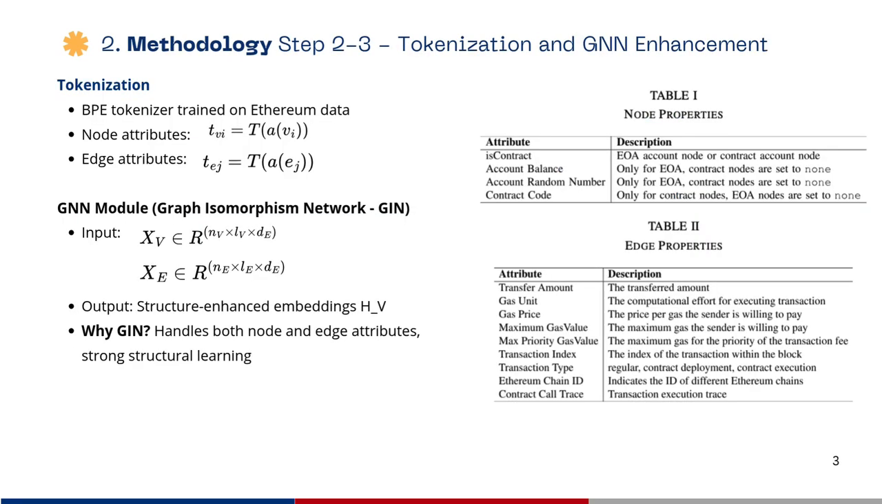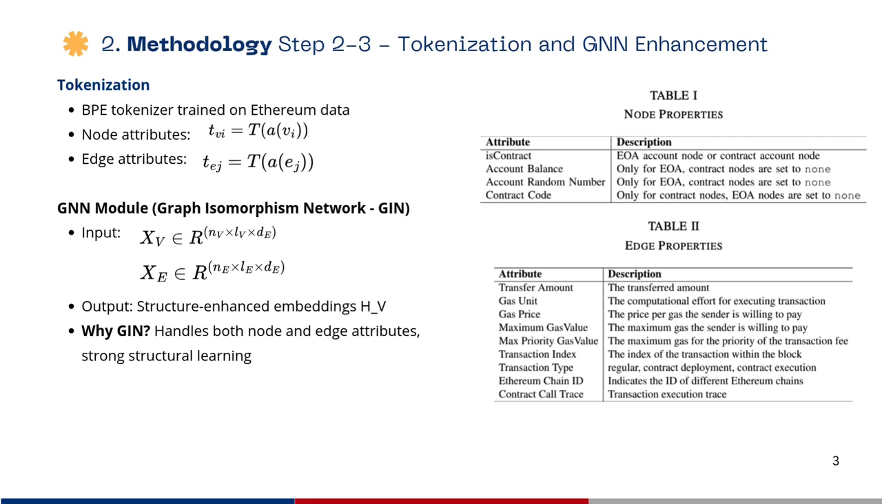The next step is tokenization. Using a BPE tokenizer, which is trained on Ethereum data, it will tokenize both the node attributes as well as the edge attributes. The node attributes are shown in Table 1, which are: is contract, whether it's a contract or an externally owned account, the account balance, account nonce, and contract code. And the edge attributes are transfer account, transfer amount, gas units, gas price, and other account-related and transaction-related properties.